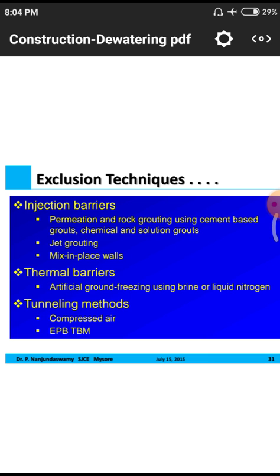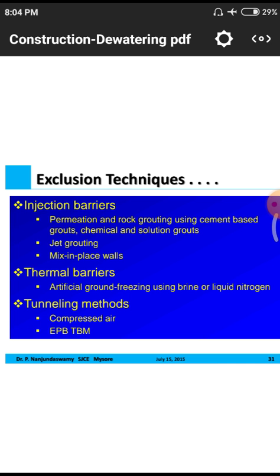Next, injection barriers. These normally involve rock grouting using cement-based grouts, chemical and solution grouts, jet grouting, and mix-in-place walls. All those are associated with this. Grouting, as we discussed previously, means grouting these chemical substances with huge force into the soil, so that they lead to a tight structure without entrainment of water.